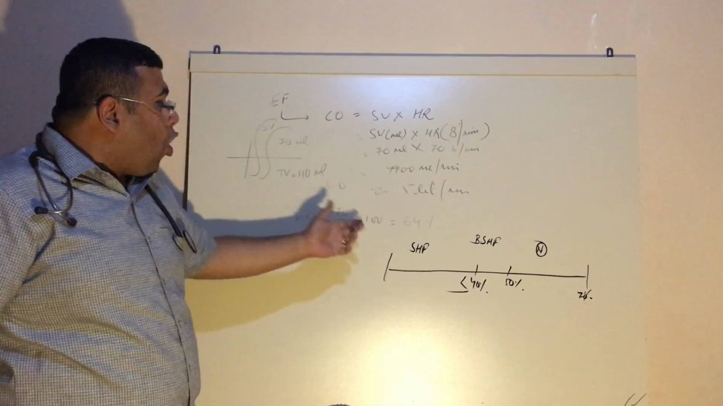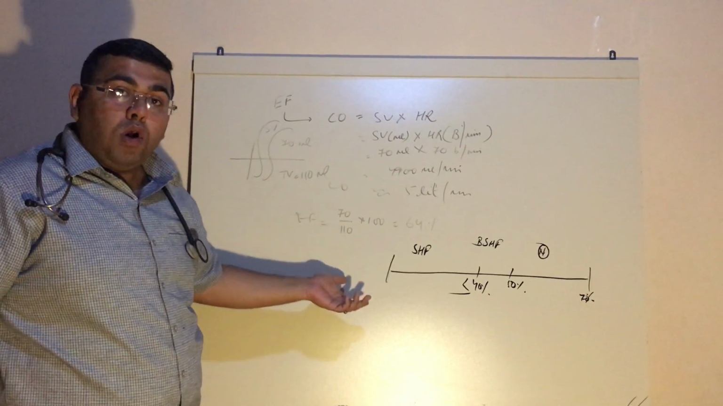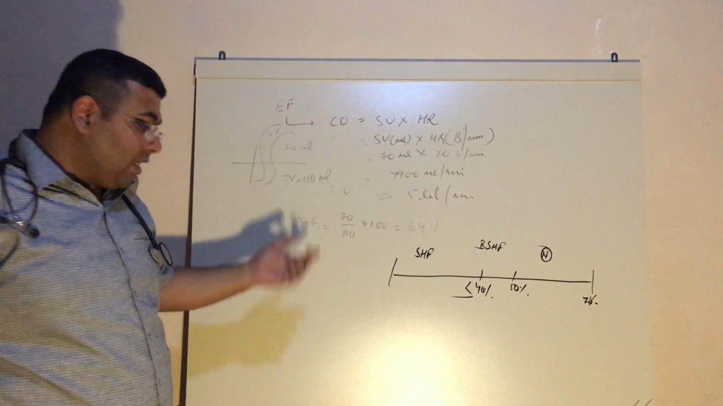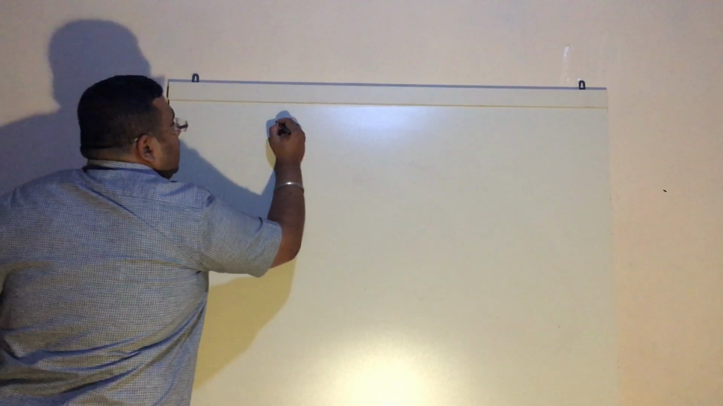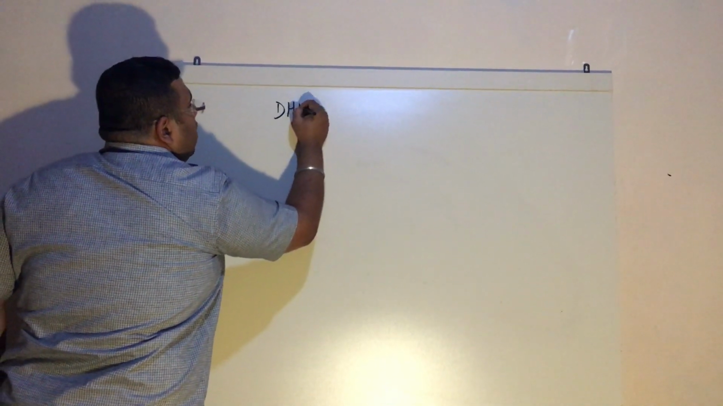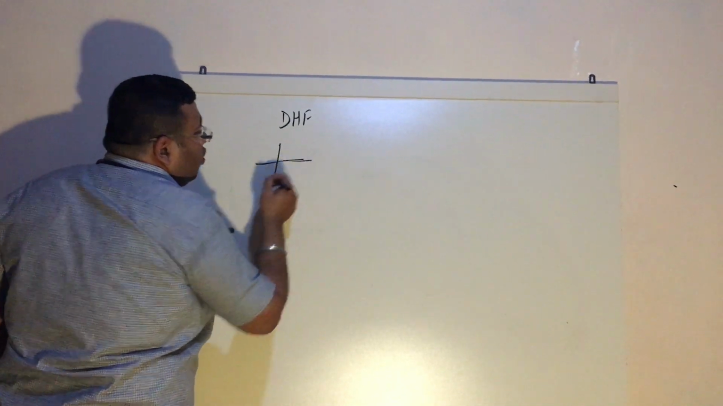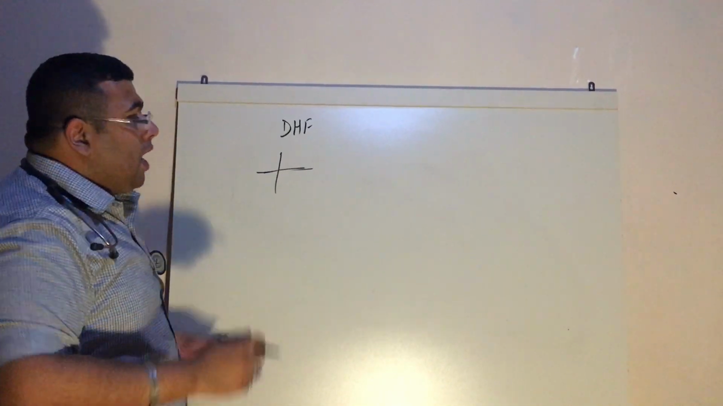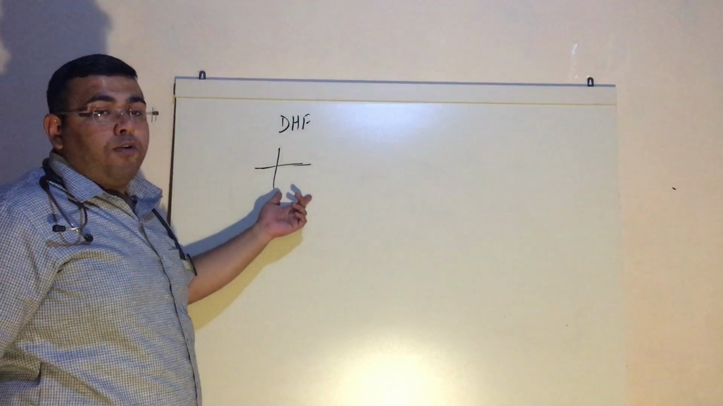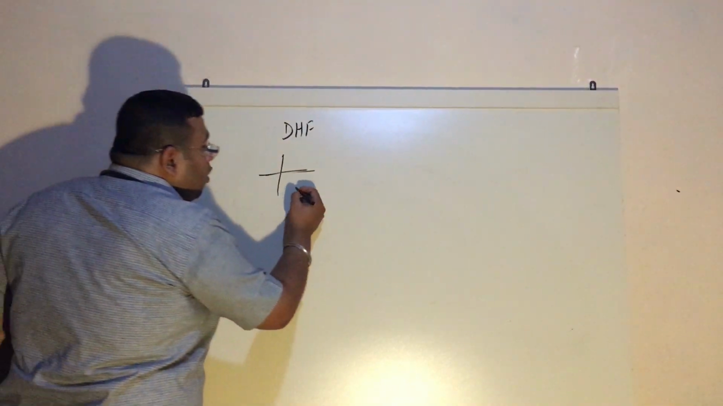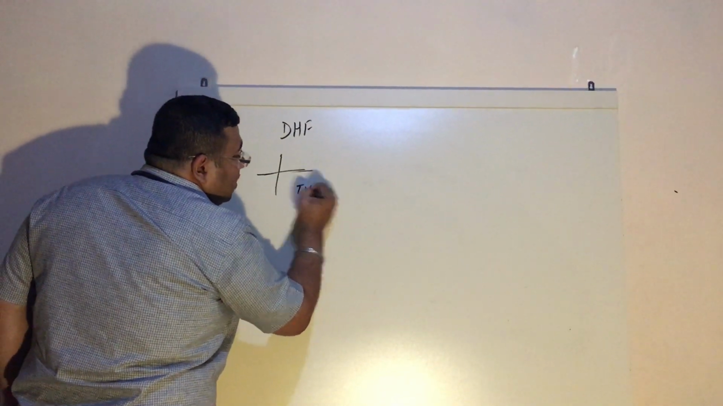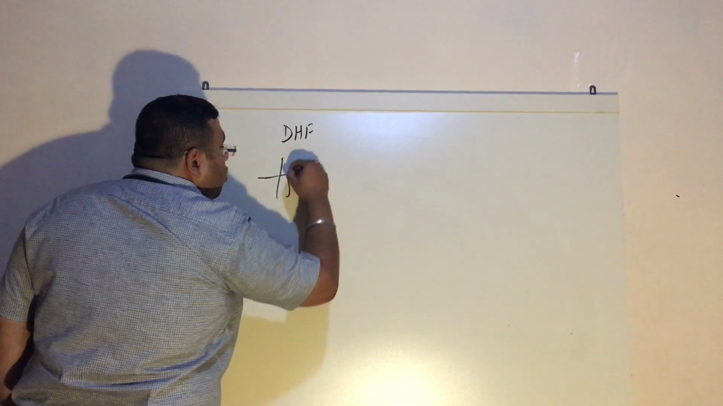Because in systolic heart failure the ejection fraction will always be low, and then we can diagnose it as systolic. Okay, so diastolic heart failure. In diastolic heart failure, what happens is, let's say this is our heart, and you know that diastolic heart failure is one in which there is no proper filling of the heart, right? So the total volume will be less, right?